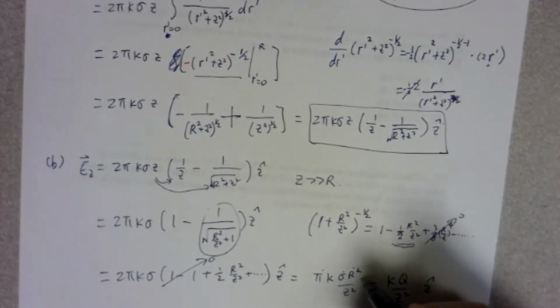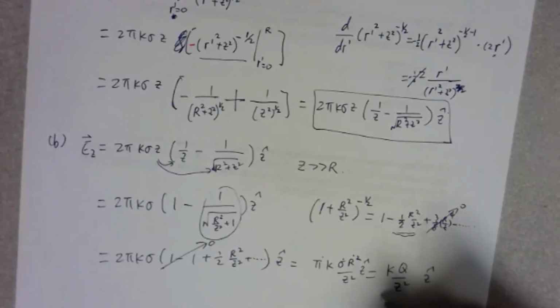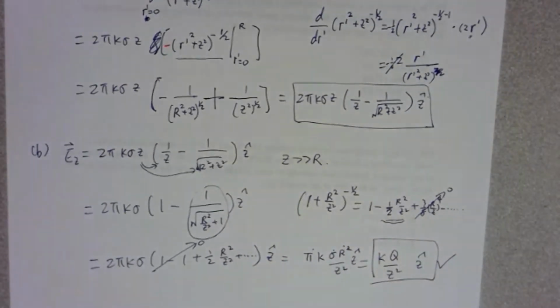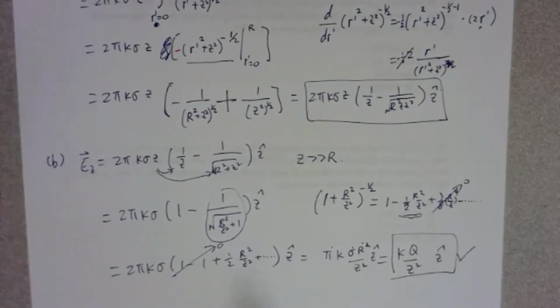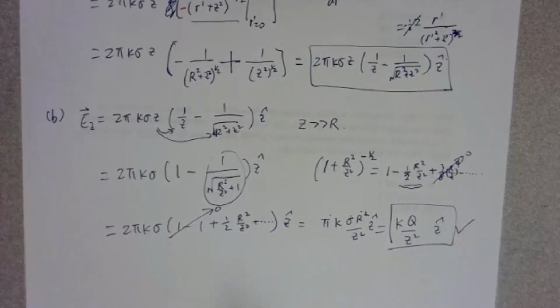Again, that's in the z direction only. So this is again kq over r squared, okay? So I think we have proved just that. If your r is much larger, then it's the same as if you have a charge just at the center of the disk. And move on to part C.